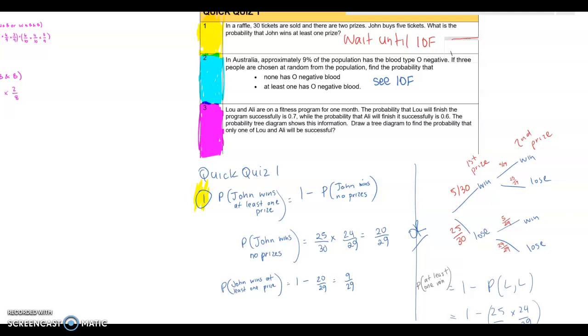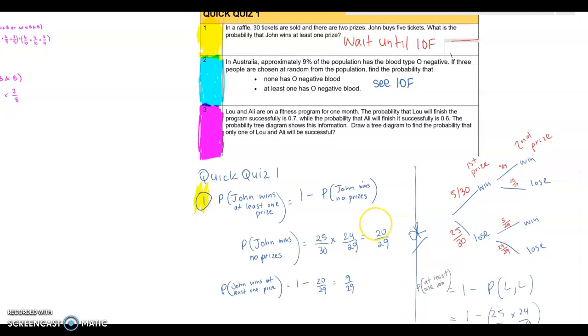Hi guys. So what we're going to have a look at now are the quick quiz questions that we left from earlier on until 10F so that we could look at them in tree diagrams that had our probabilities on the branches. So let's look at question number 1. It's in yellow up here.